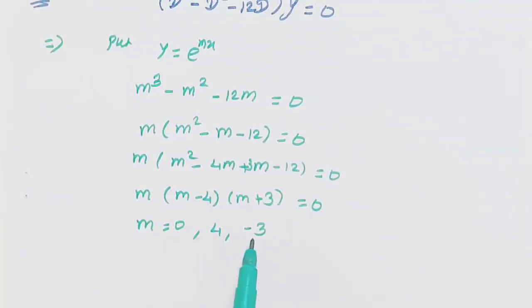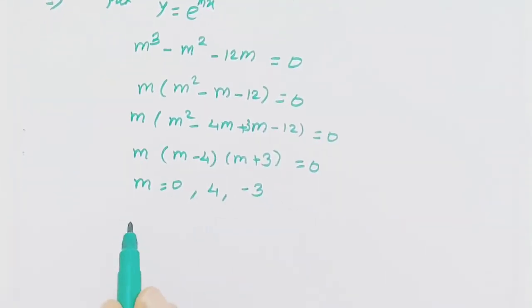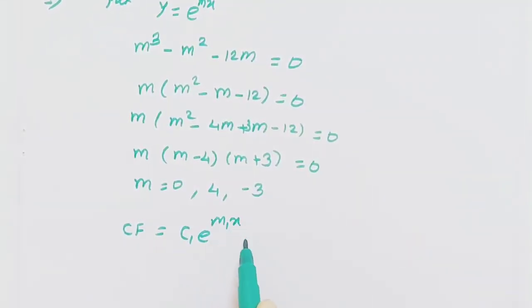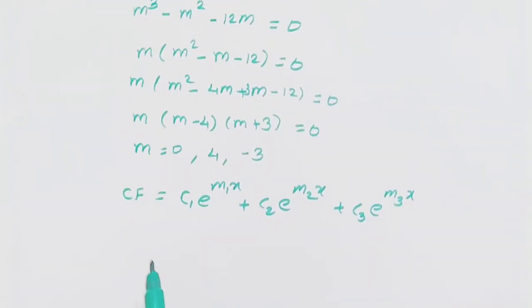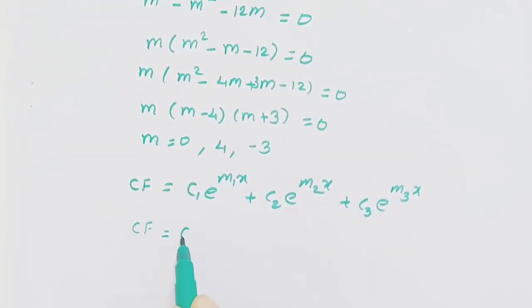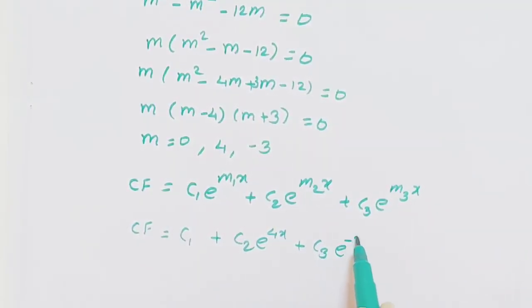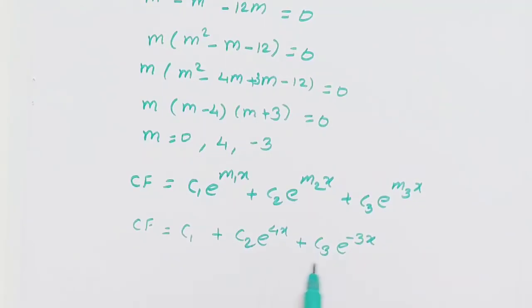If you observe all three roots, all 3 roots are real and distinct, and for real and distinct roots, our CF is C1 e raised to the power first root, C2 e raised to the power of second root plus C3 e raised to the power third root. Put the value of these roots, then CF is C1 e raised to the power 0x, first root is 0, so it is 1, plus C2 e raised to the power 4x plus C3 e raised to the power minus 3x. This is the CF, and we want the solution of the differential equation.